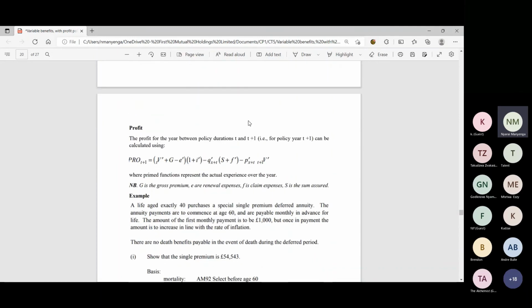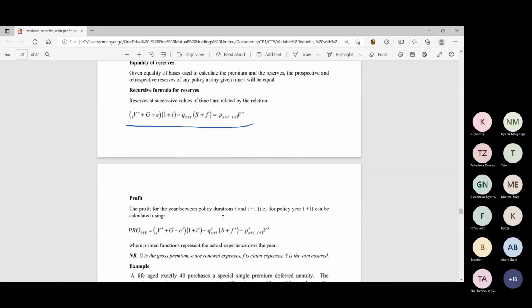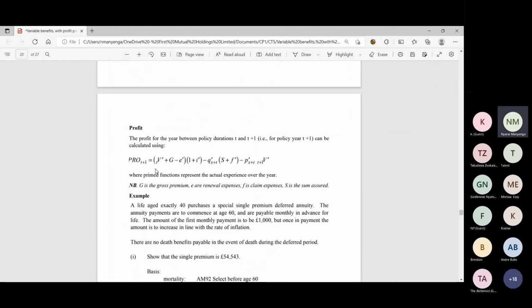So in terms of calculating the profit for the year between policy durations, you would just need to subtract the reserves, this item here minus this.